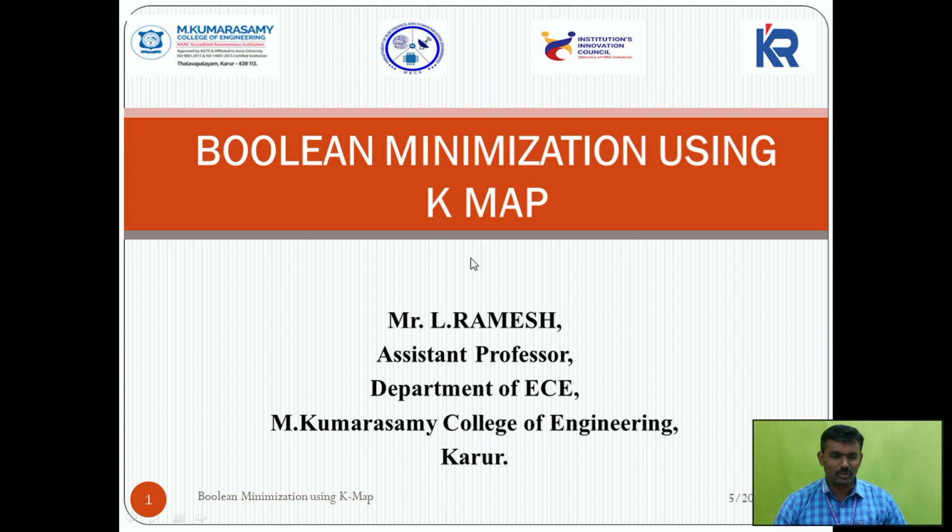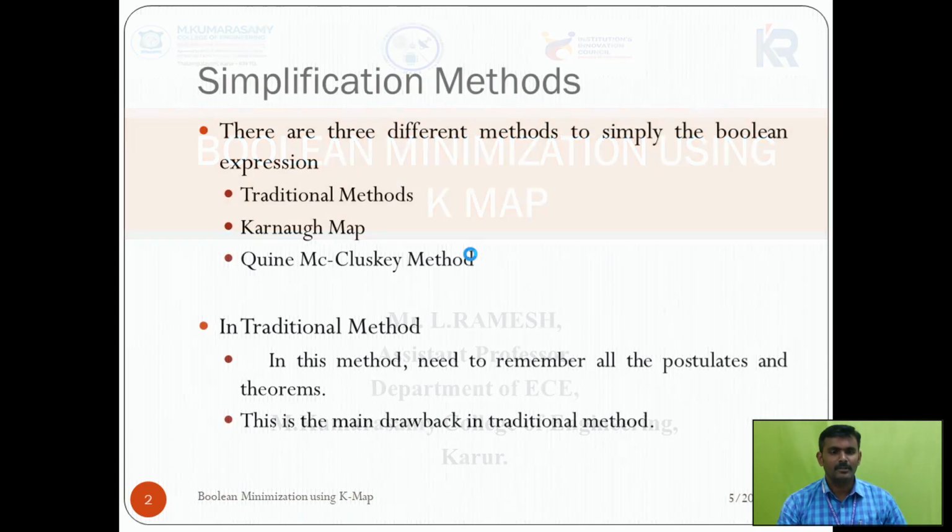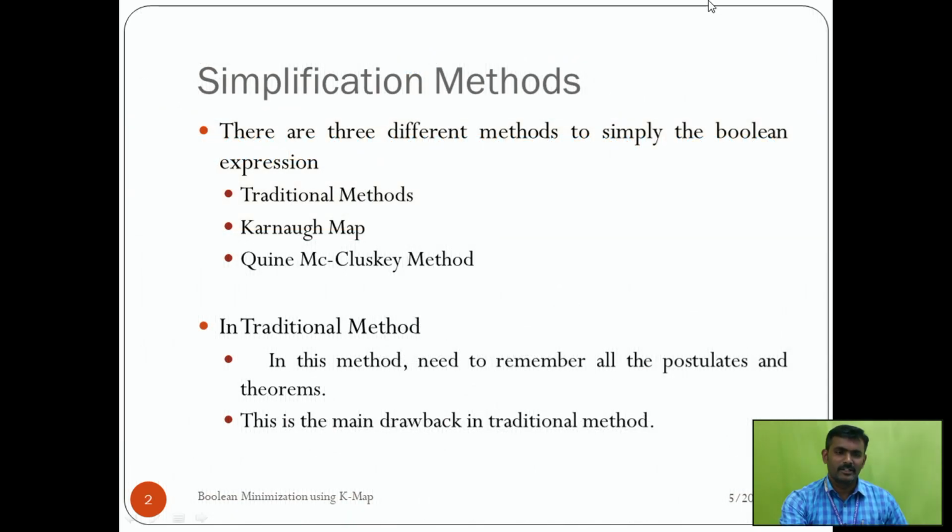I am going to explain the topic of Boolean minimization using K-map. We all know that various methods are available to simplify a Boolean expression. One is the traditional method, another is the Karnaugh Map, and the third is the Quine-McCluskey method. In the traditional method we need to remember all the Boolean postulates and theorems, which is very difficult to remember. So in order to avoid that, we go with another method called the Karnaugh Map.